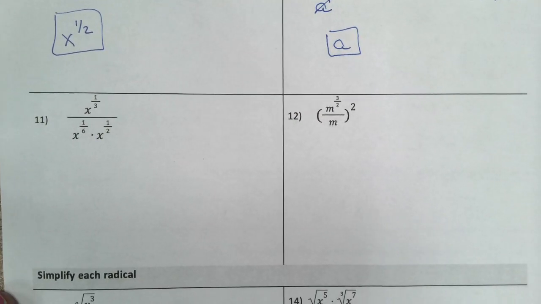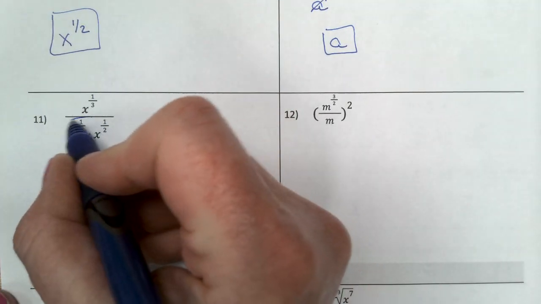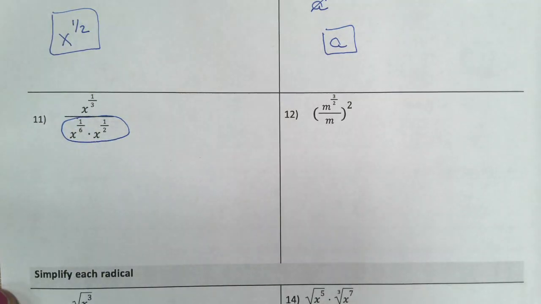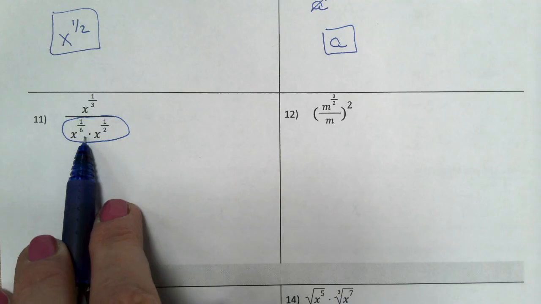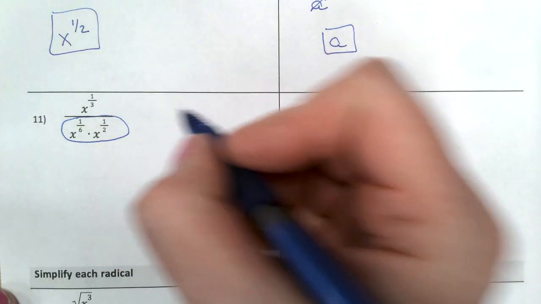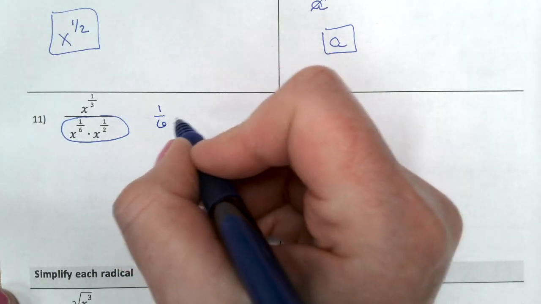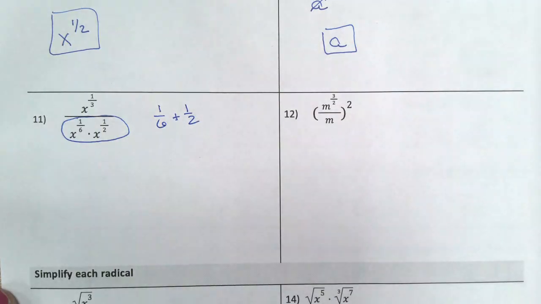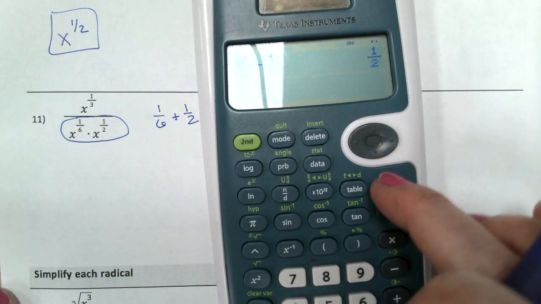11 is about the same, except this time I need to simplify my denominator first. So I'm going to add these exponents together. So I want 1/6 plus 1/2. Clear.